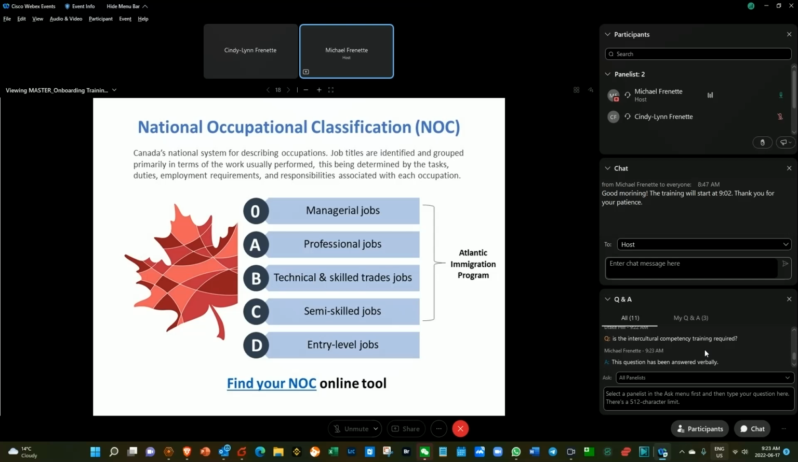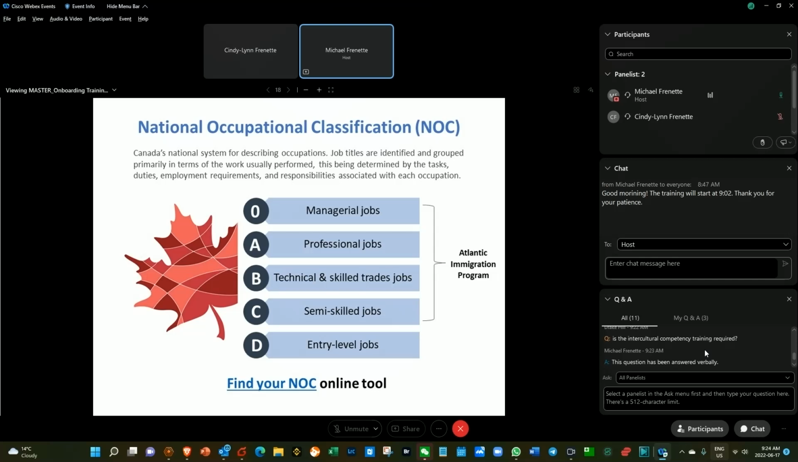A key resource that we use in immigration is the National Occupational Classification, or the NOC table. The NOC is Canada's national system for describing occupations. It is comprised of about 30,000 job titles that are organized according to the occupation area and the skill level. Think of the NOC table as a giant dictionary of all occupations in Canada.